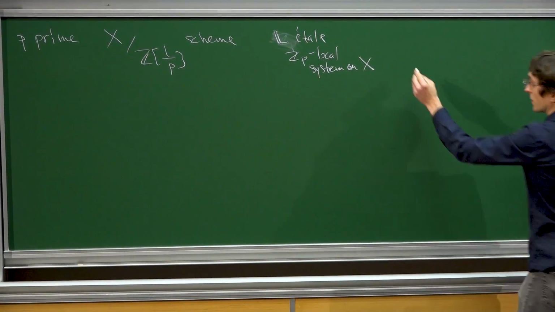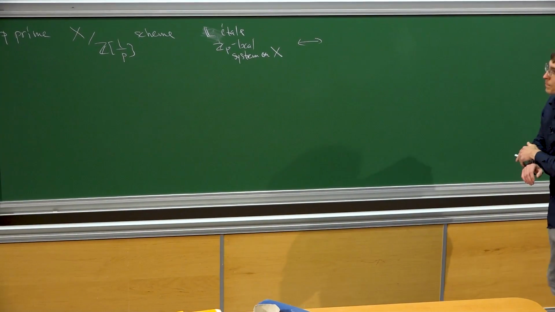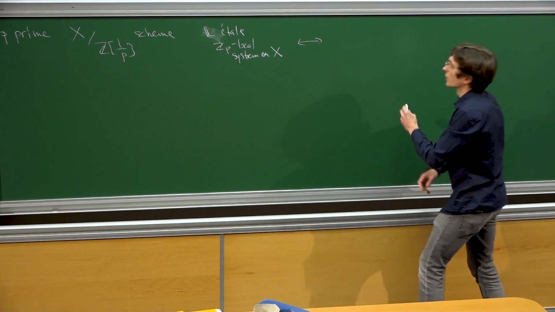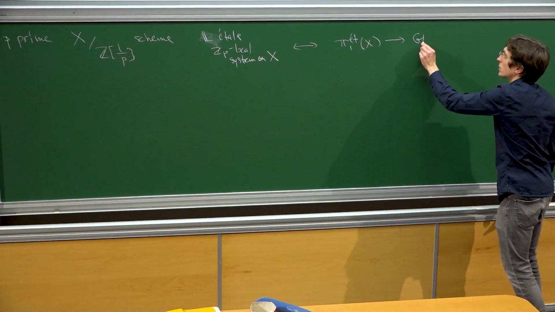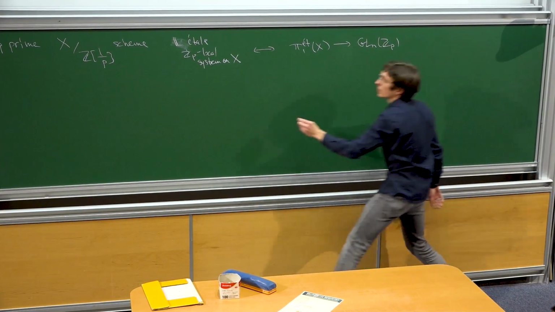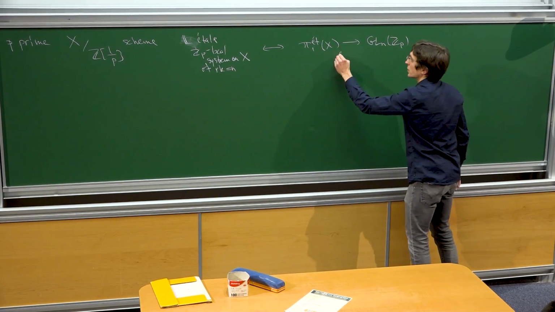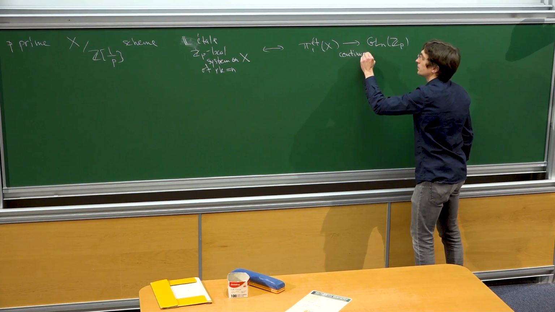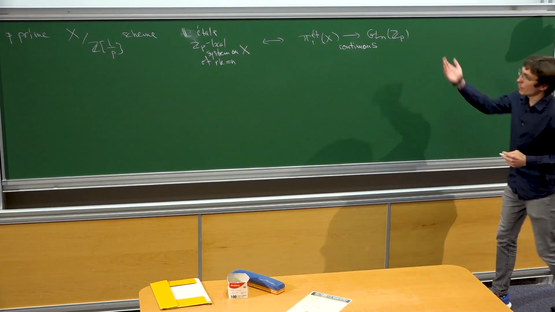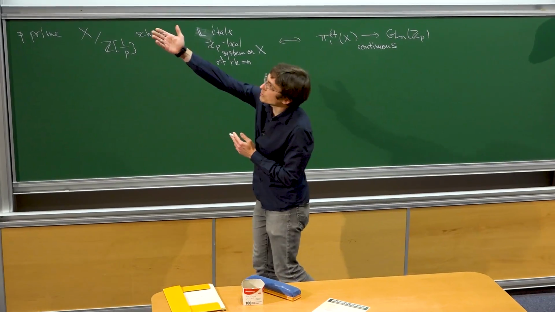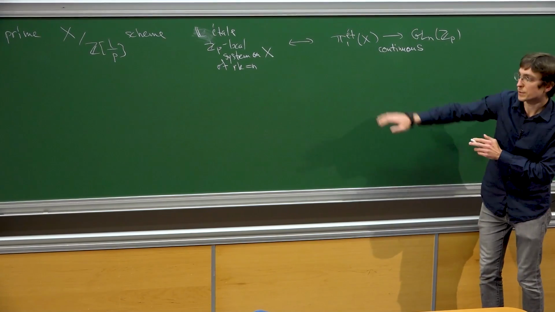So as before, the data of this local system is the same as the data of a representation of the fundamental group. And let me assume that my scheme was connected for that. So it's the same as the conjugacy classes of homomorphisms from the fundamental group to GL_n(Z_p), if n was the rank. So this should just be a continuous homomorphism of profinite groups, up to conjugacy. And so whenever I have such a homomorphism, then as before, I could just try to play the very same game. So I could pull back cohomology classes of this group to get cohomology classes on X.